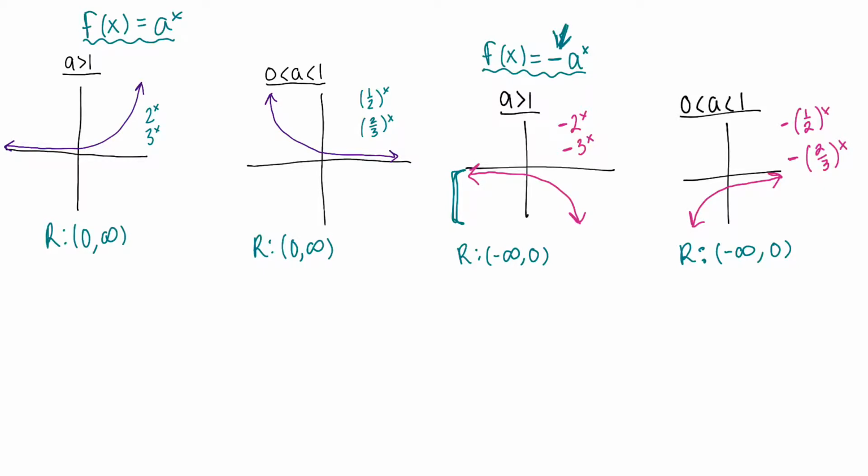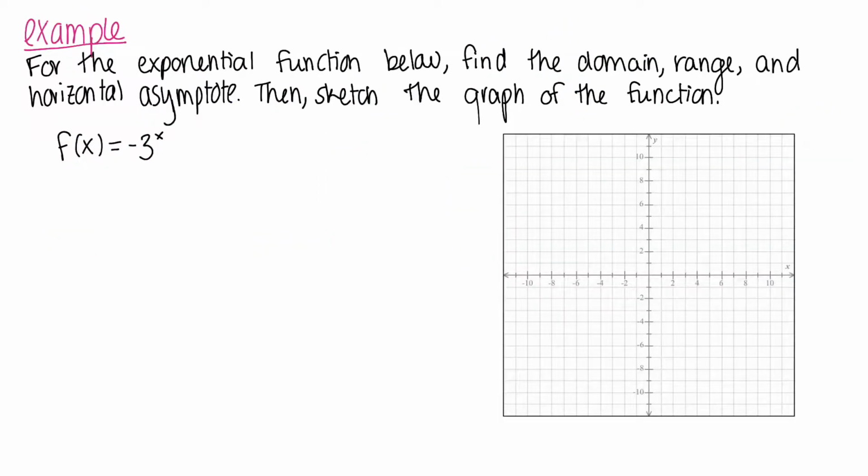So let's do some examples now where we sketch some graphs. For the next several problems, the instructions are going to be the same. For the exponential function below, find the domain, range, and horizontal asymptote, then sketch the graph of the function. So we have f of x equals -3 raised to the x. Let's start doing all the things. Domain is really nice and easy with exponentials. It's always -infinity to infinity, without exception.